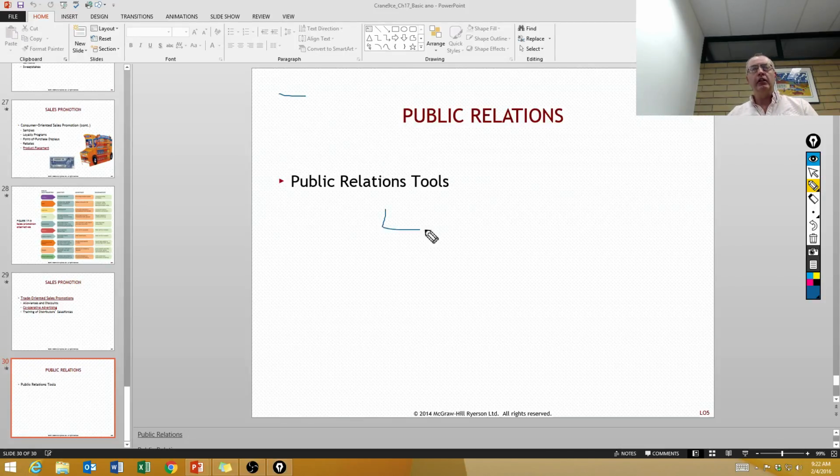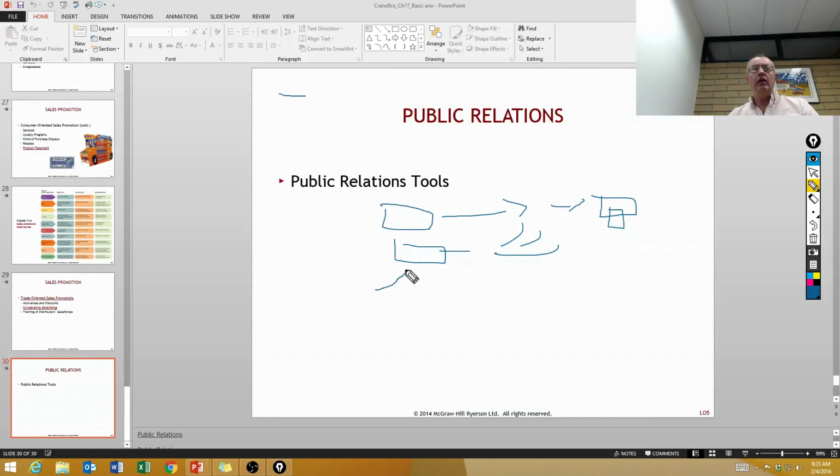They might create a news release that they send out to the media. They send it to radio stations or TV stations or newspapers, encouraging them to do a free story about the business or about the new product that's coming out. Or the company can hold a news conference and invite the media to attend and hopefully give them some free coverage.